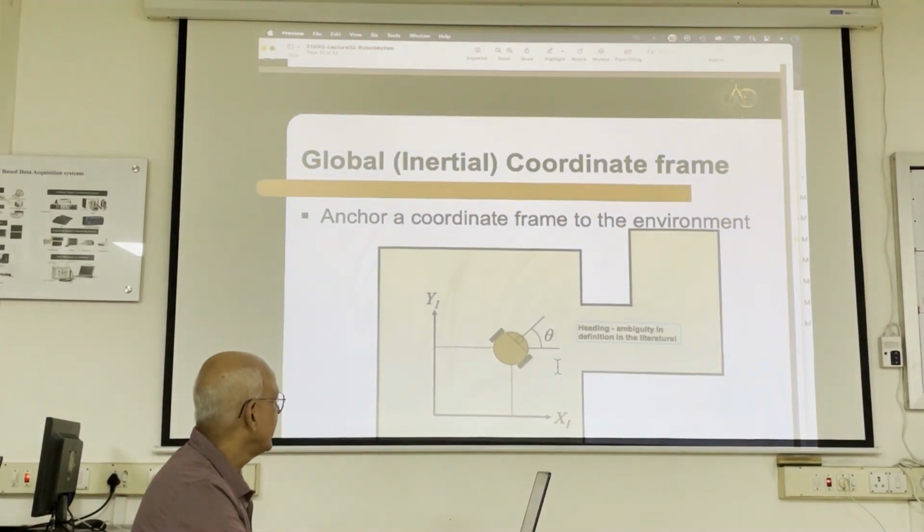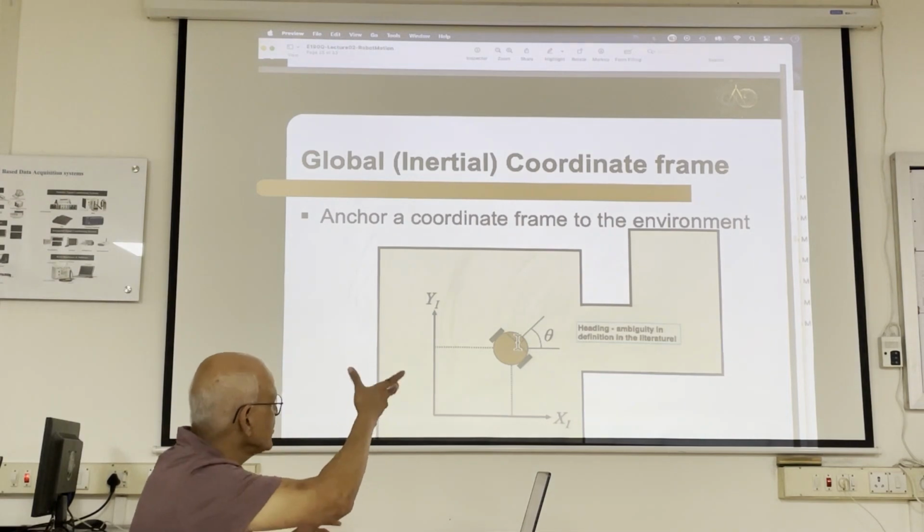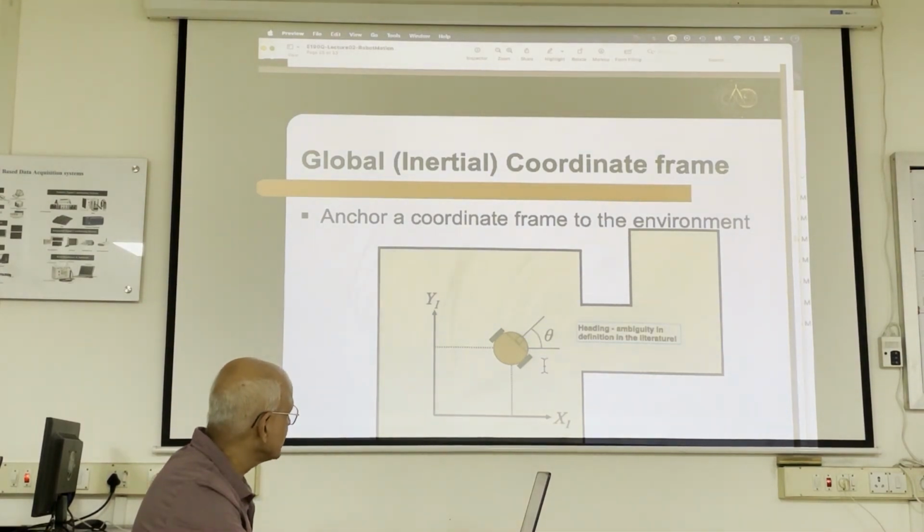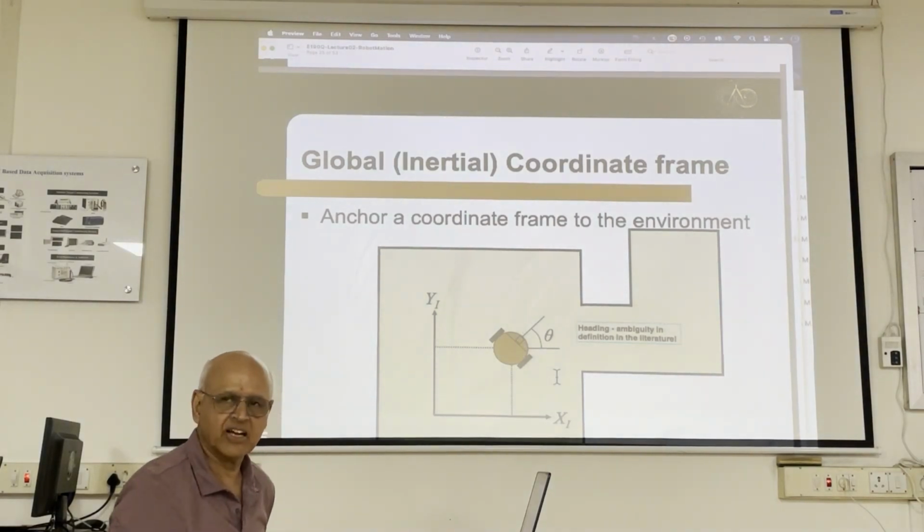So what will happen if I turn this robot so that it's facing in a mirror image way? Maybe it's looking this way. This line is now aligned this way. What do you think the angle will be?